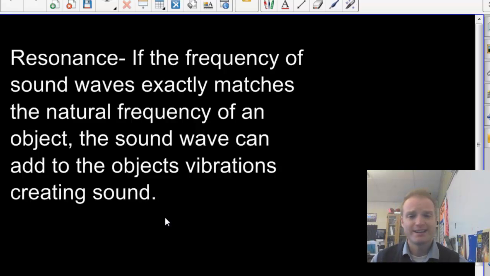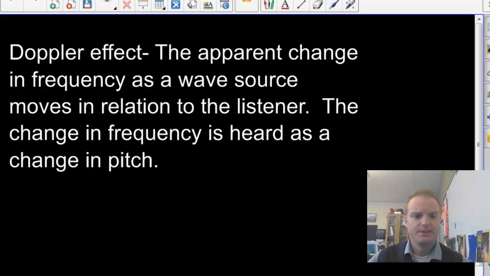You match that glass's natural frequency, and if you get it to vibrate, then it shatters, because glass is fairly brittle and doesn't take the vibrations very well. And that's the idea of resonance, matching that frequency and amplifying the natural frequency of that object. Our last idea is the Doppler effect. The Doppler effect is the apparent change in frequency as a wave source moves in relation to the listener. The change in frequency is heard as a change in pitch.